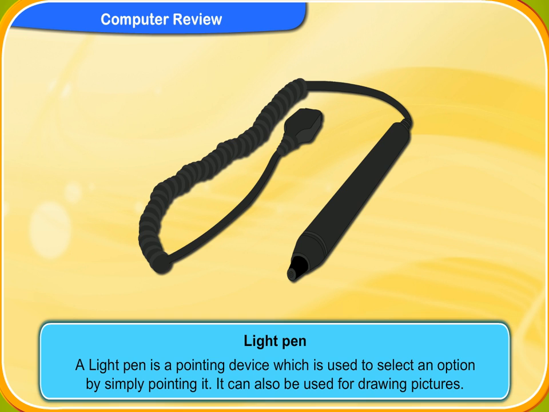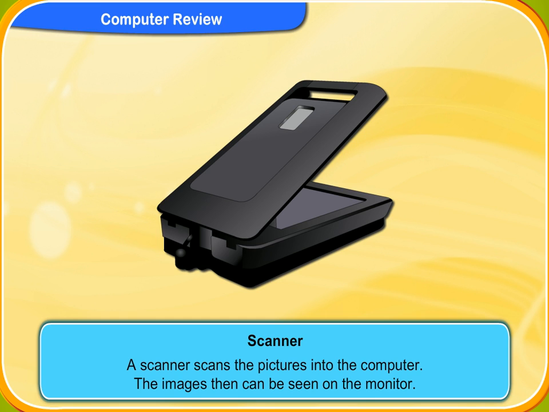A light pen is a pointing device which is used to select an option by simply pointing it. It can also be used for drawing pictures. A scanner scans the pictures into the computer. The images then can be seen on the monitor. Let us now look at the processing device.